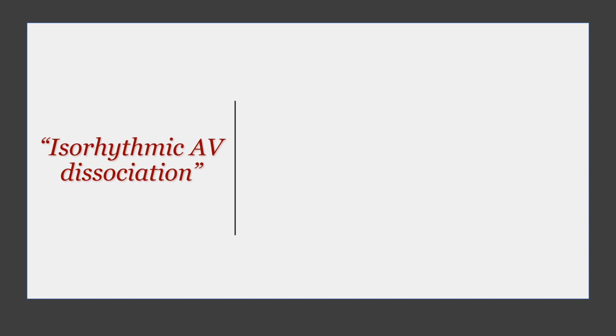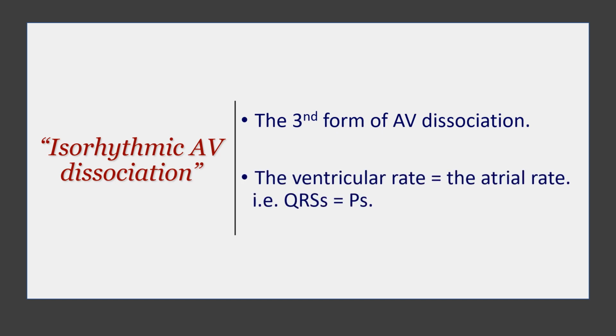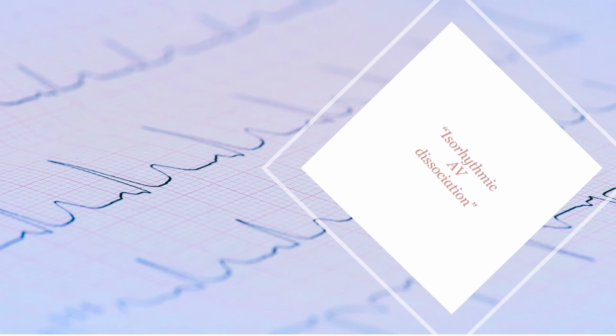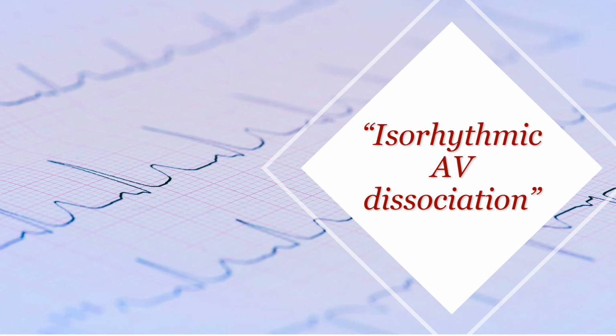Third part is what's called isorhythmic AV dissociation. In this third form, you get a ventricular rate that is equal to the atrial rate. So the number of P waves will be the same as the number of QRS complexes. So let's talk a bit more about this type. Isorhythmic AV dissociation.